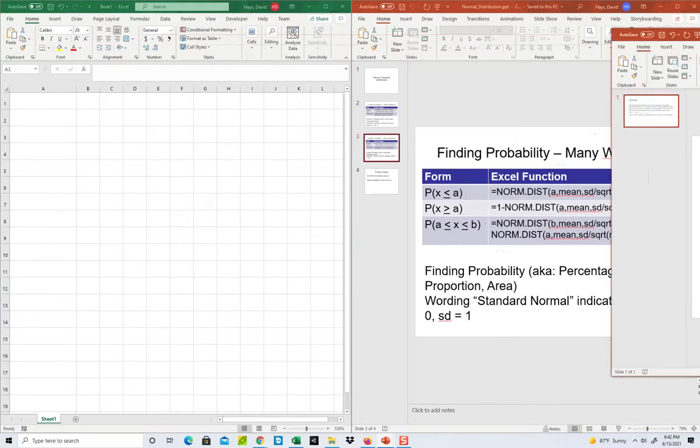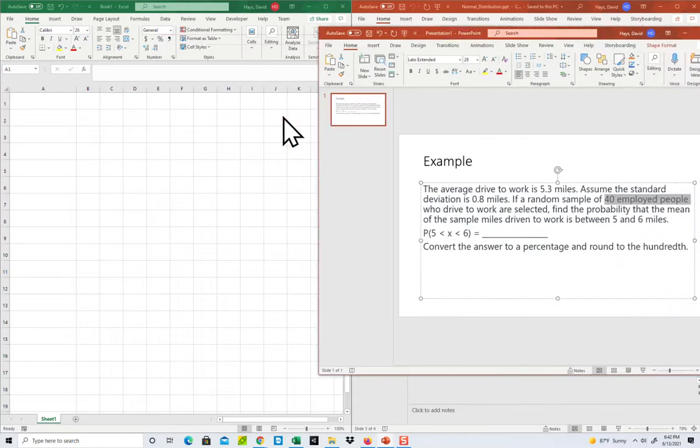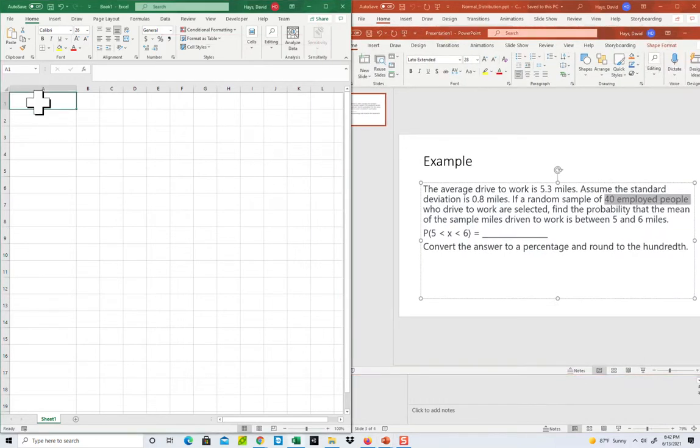Okay, so let me write down what they give us. The mean is 5.3, the average. Standard deviation is 0.8. And n is how many we're talking about. So we're talking about 40 people. And we're finding the probability that it's between 5 and 6.